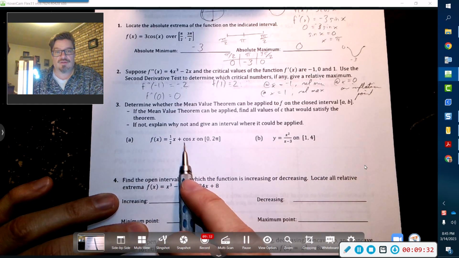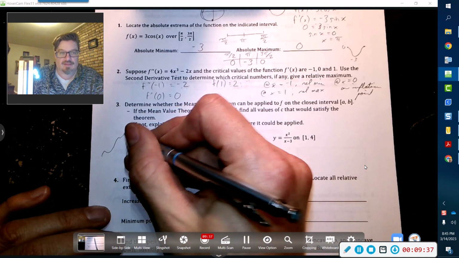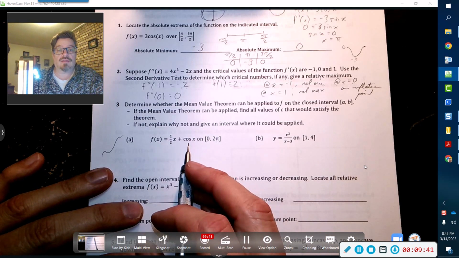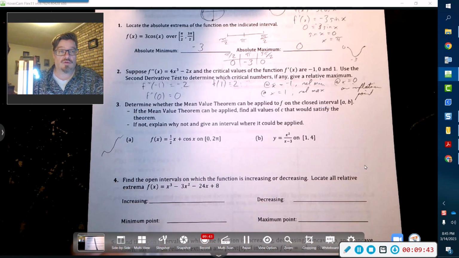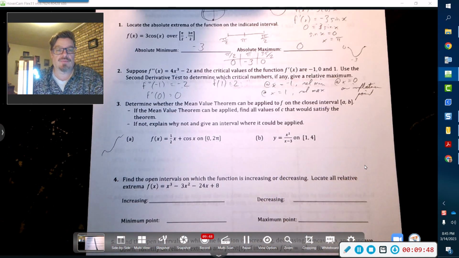This guy right here is good. He is a trig function that looks maybe something like this. I don't know. But he is going to be just fine. There's no place where you're going to be dividing by 0. B, on the other hand, there is.